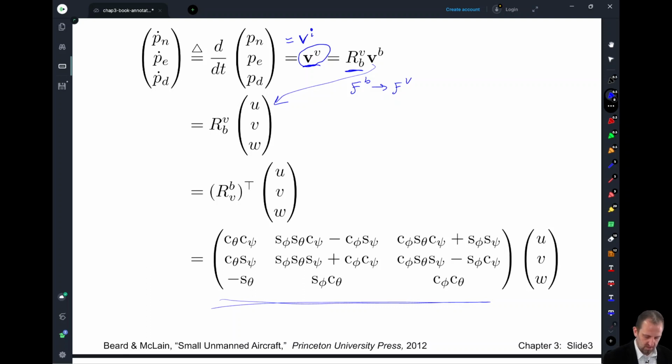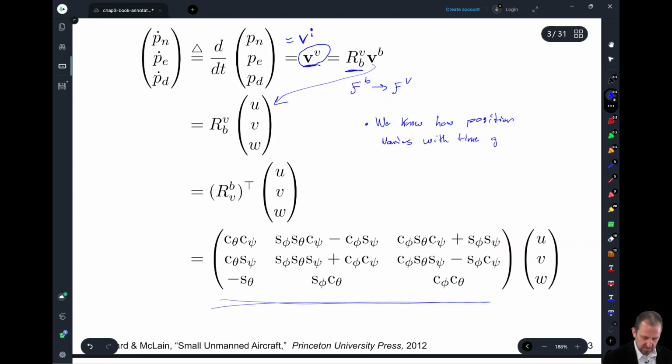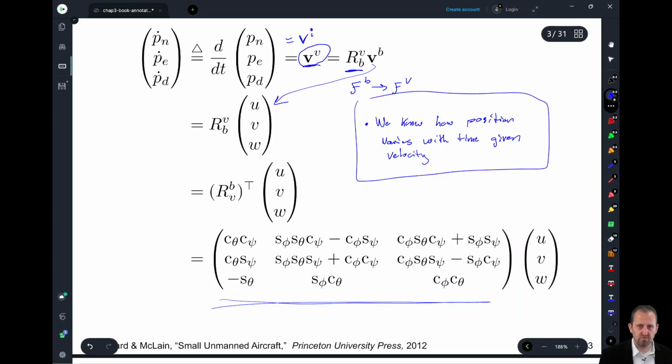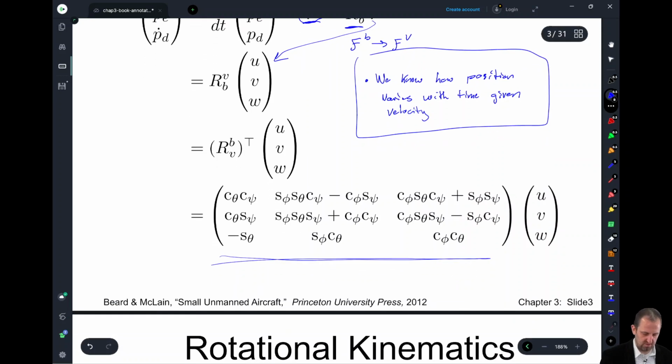So we know how the position varies with time given the velocity. Okay, so that's great. So we already have 3 time derivatives out of the 12. So that was pretty quick.